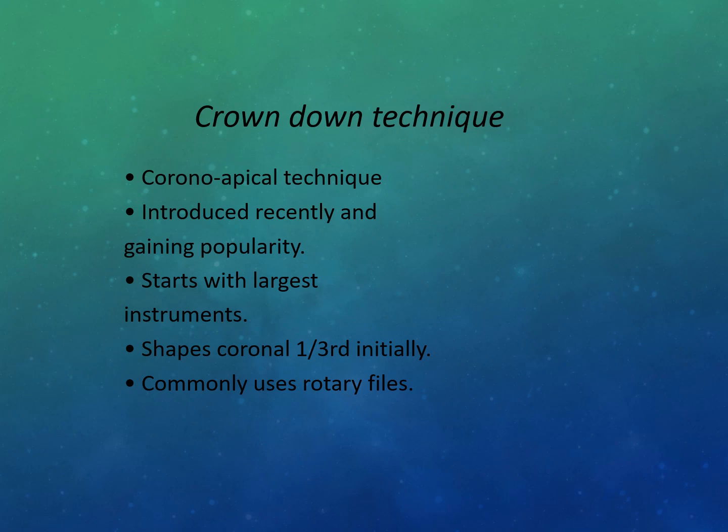So the ProTaper system uses the crown down technique, where you use the larger taper files first in the coronal part, and then you go inside to the apical part using a smaller taper. So the crown down technique is a coronoapical technique, where you start from the crown and end in the apical region. It starts with the largest instruments introduced first. It shapes the coronal third initially. And then the commonly used files are rotary files.